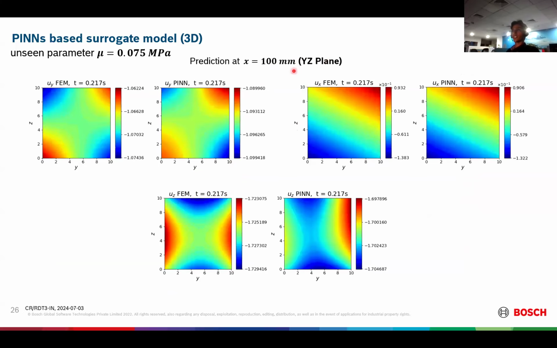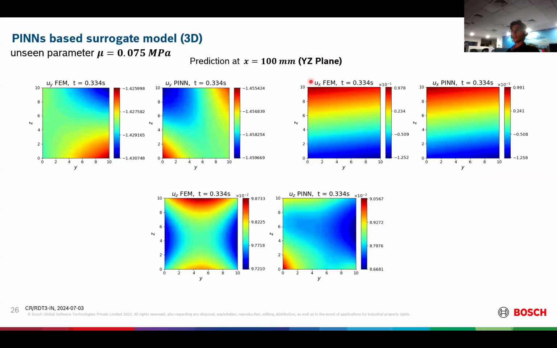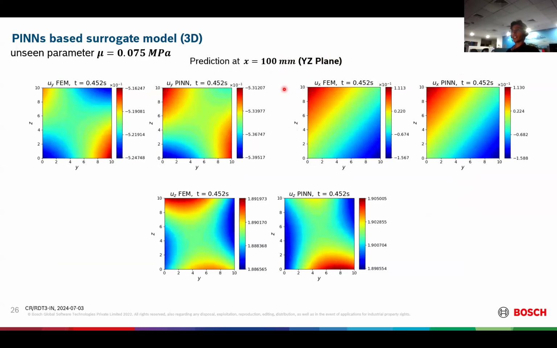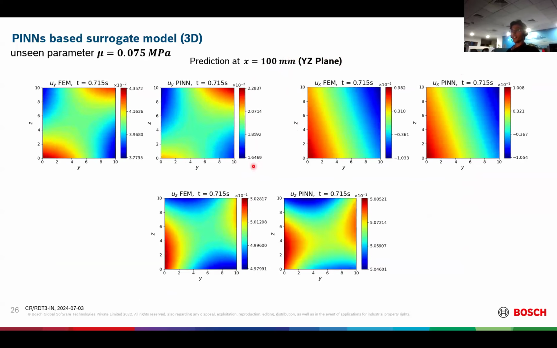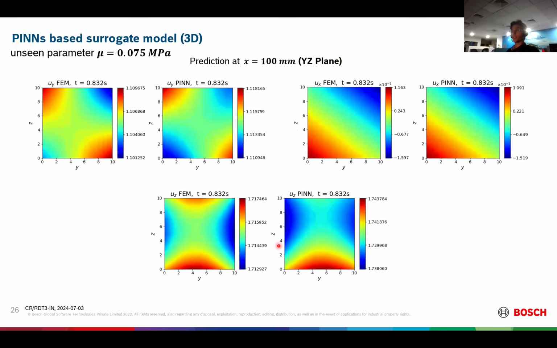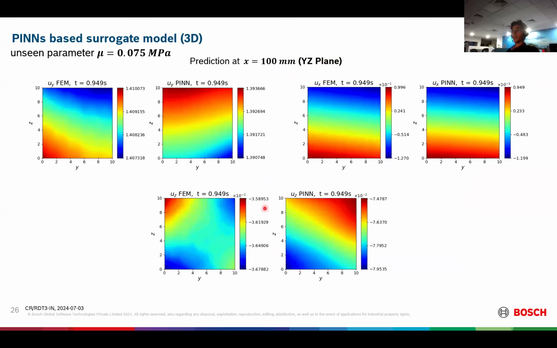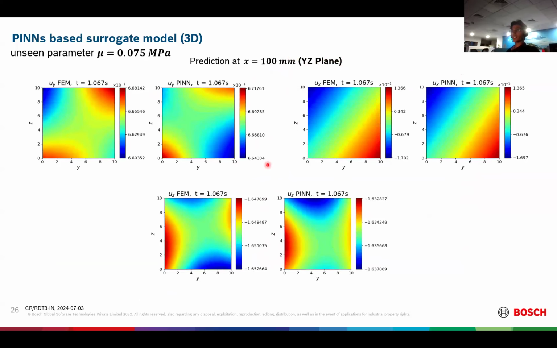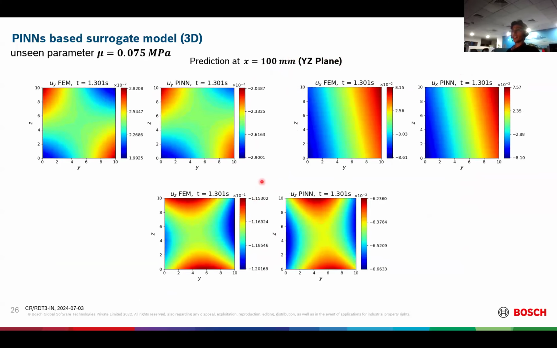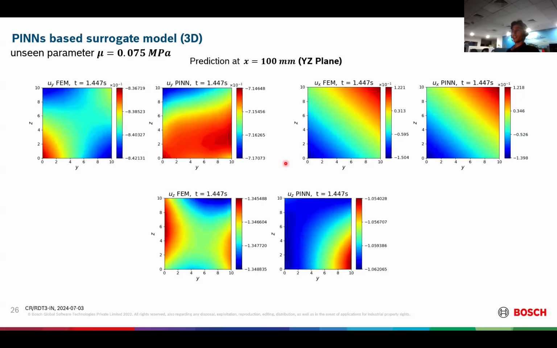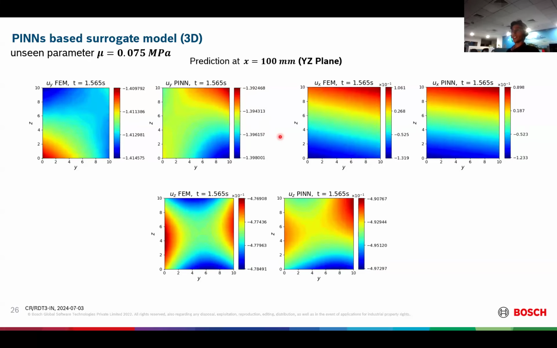And this is again the solution at some different plane, and we can see it's also getting close. But in some of the fields it's not matching, because in scale it's almost the same. So there will be more gradient in that way, but order-wise it's matching.